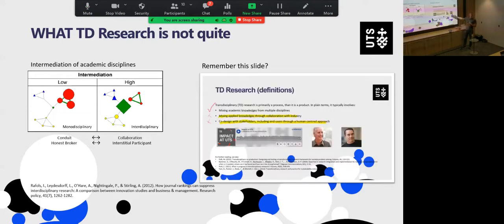Okay, so remember the slide from before? So this is why it's not quite transdisciplinary. Yes, it is mixing of the academic knowledges, not just coordinating them, but it's not quite on the mixing, integrating of the academic or the professional practices.